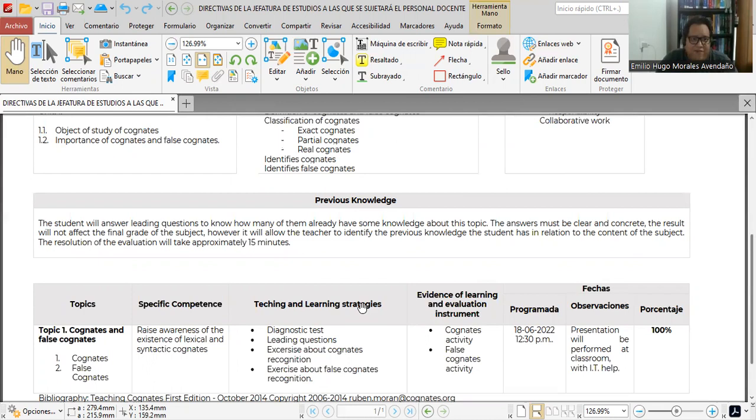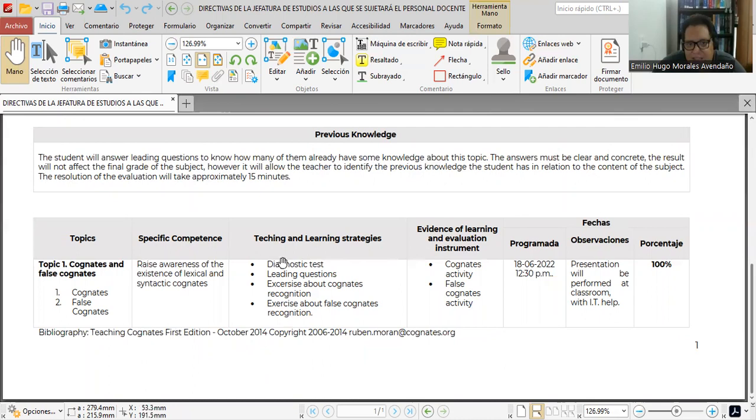The result will not affect the final grade of the subject. Well, in this case, we are not performing a diagnostic test, but it could be possible to do that in another class with another topic. And the student has, in relation to the content of the subject, the resolution of the evaluation, which will take approximately 15 minutes. In order to perform the homework, it could be very fast. And these are the topic one, the cognates and false cognates.